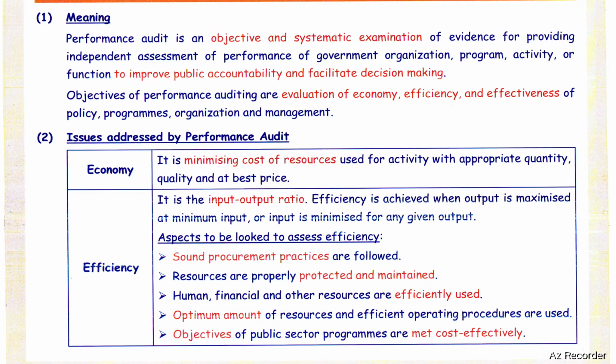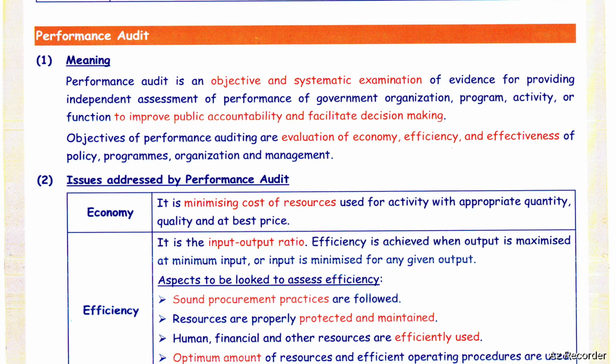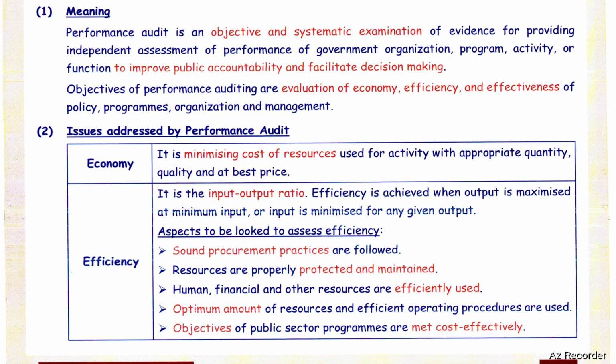Economy, efficiency, and effectiveness. First one, economy. It is minimizing the cost of resources used for an activity, with appropriate quantity, quality, and at the best price. Efficiency. It is the input-output ratio. Efficiency is achieved when output is maximized at minimum input, or input is minimized for any given output.